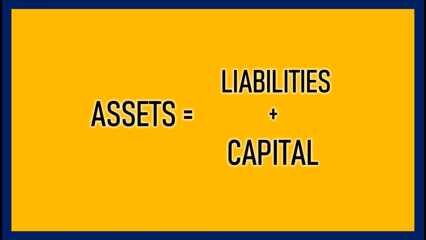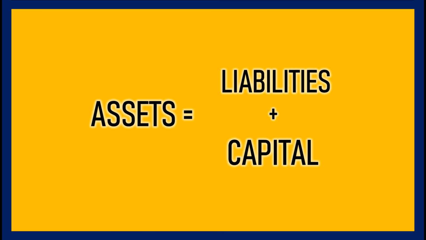Bigyan ko kayo ng mga simpleng example, bakit ganyan yung ating equation. Pag ang company or yung owner ng company ay nag-invest ng pera to open the business, nagkakaroon siya ng asset, di ba? Pero nagkakaroon din siya ng capital. O hindi kaya bumili yung company ng mga bago nilang office furniture pero hindi pa bayad. So, meron silang office furniture na asset pero meron din silang utang. Ano yung utang nila? Hindi pa kasi bayad yung office furniture.